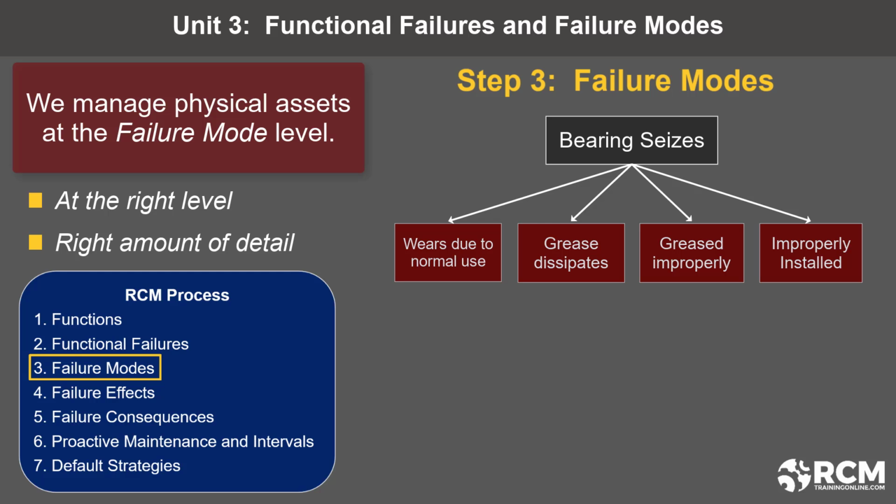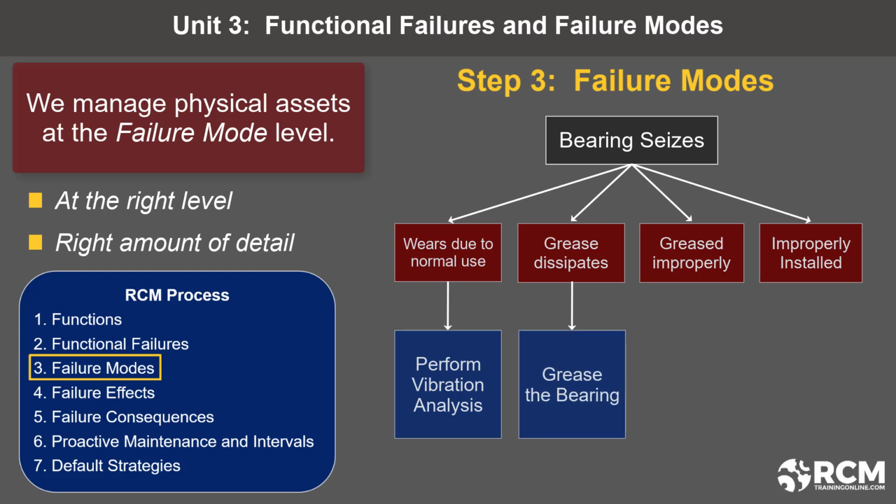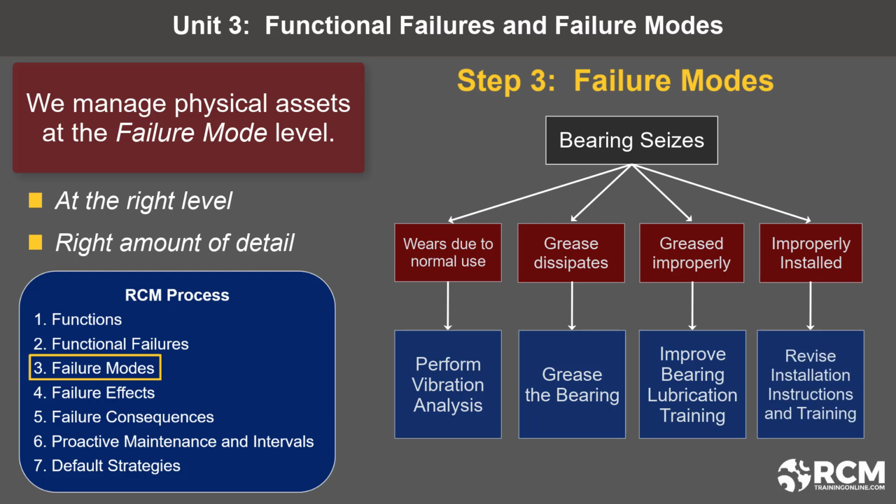For example, because the bearing wears due to normal use, we may want to do vibration analysis. For grease dissipates, we'll grease the bearing on a scheduled basis. Greased improperly, we can improve bearing lubrication training. And installed improperly, we can revise installation instructions and training. This example illustrates why step 3 in the RCM process, writing failure modes, is so essential to achieving reliability goals.